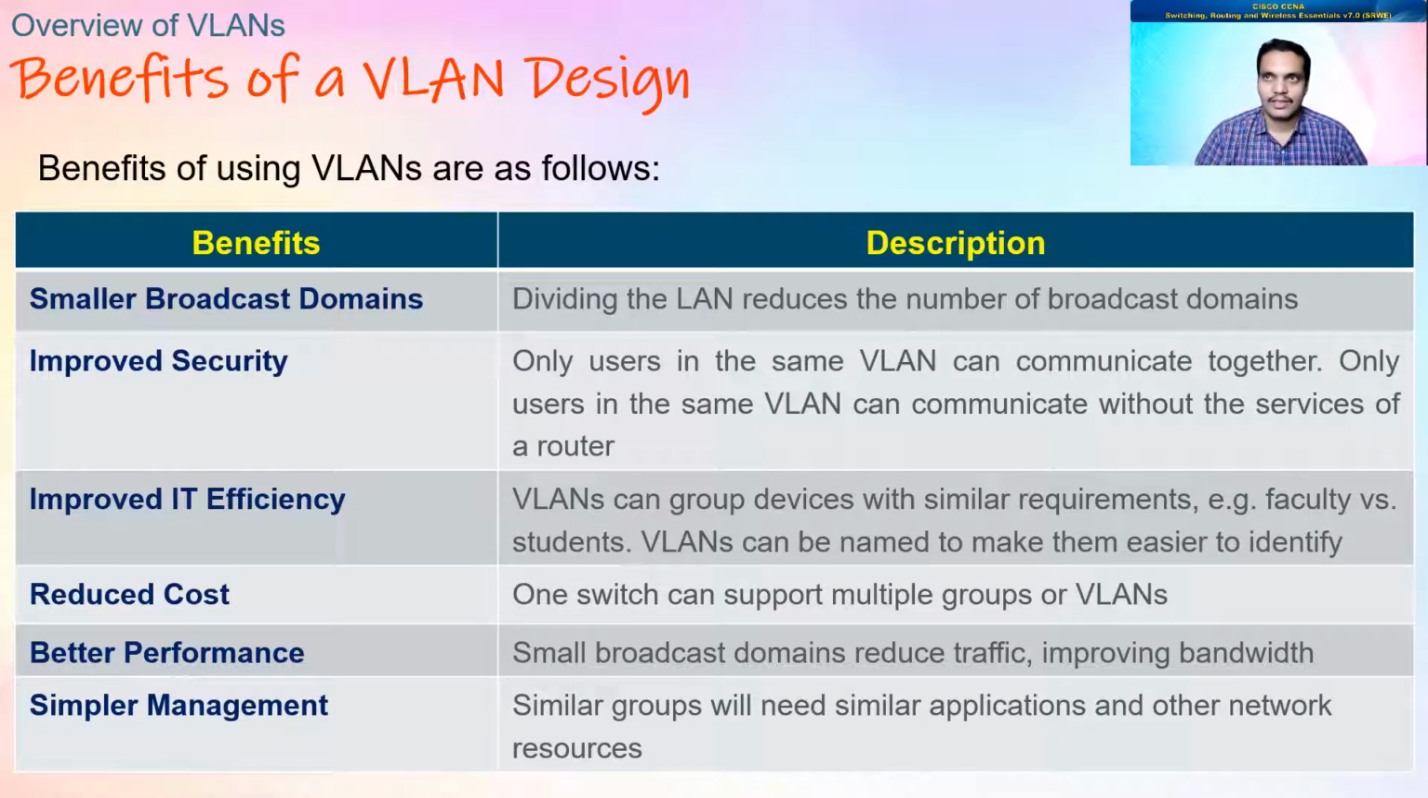Next is reduced cost. If you want to create segmentation of networks using physical means, you need to buy a lot of switches and cabling, and all that cost will be involved. But here, one switch is sufficient if you implement VLAN configuration. So there is a considerable reduction in the cost involved. Then better performance: smaller broadcast domains reduce traffic, which improves bandwidth. And simpler management: when you divide large networks into smaller groups, management of these smaller networks becomes much easier.